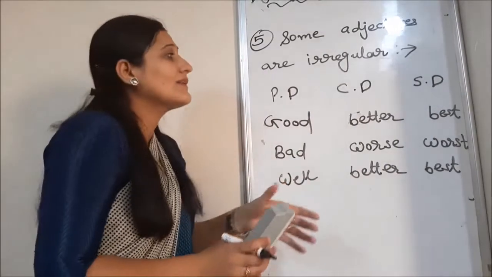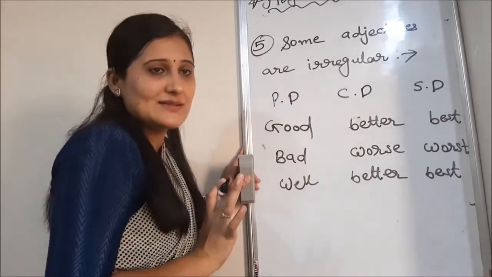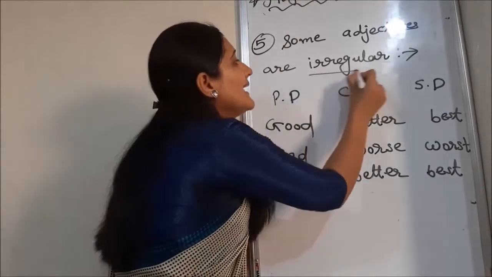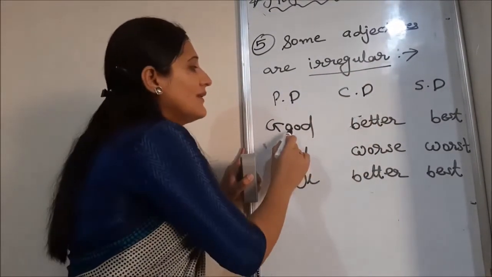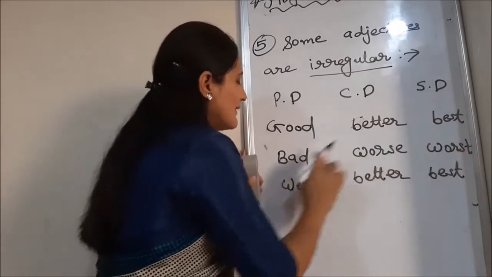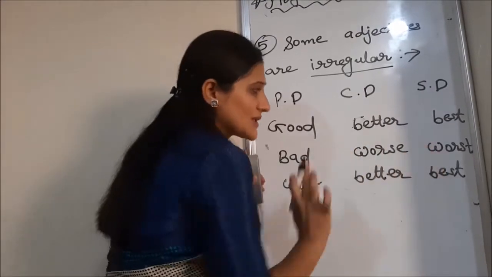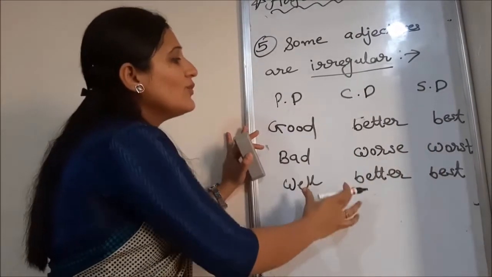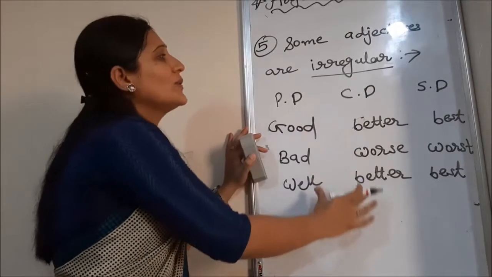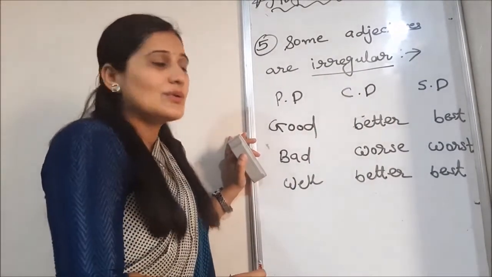In a previous topic I discussed irregular verbs, maybe in the class, right? So these are irregular adjectives, no need to add ER or EST. Good, better, best; well, better, best; bad, worse, worst. I will give you a list of many irregular adjectives in the worksheet, so you can go through it, right?